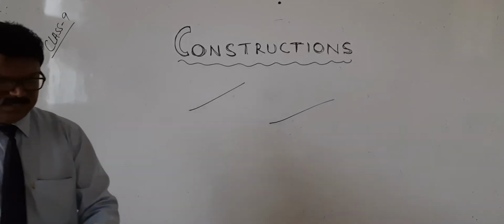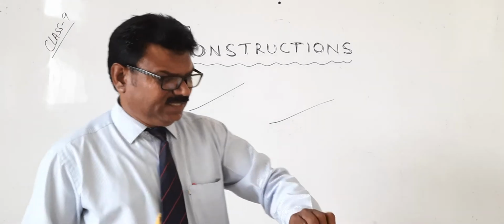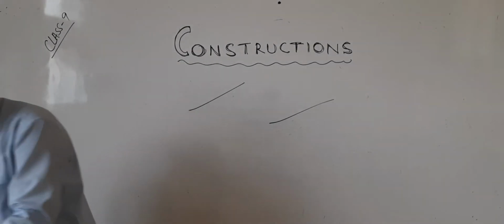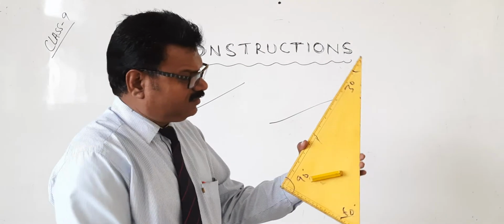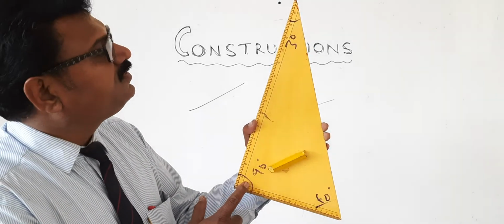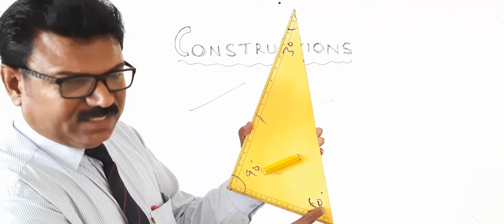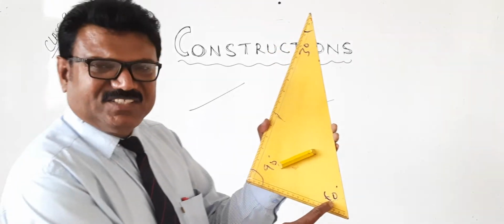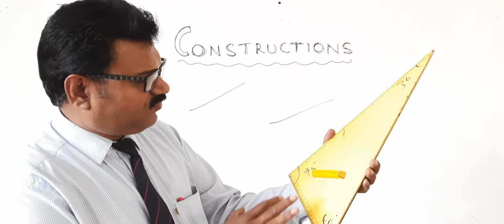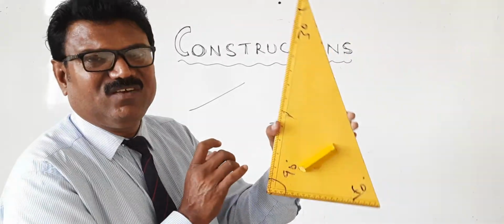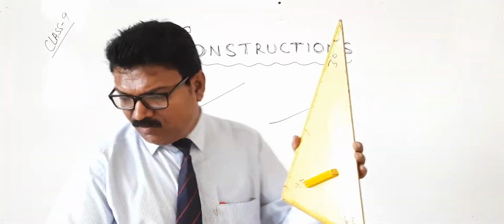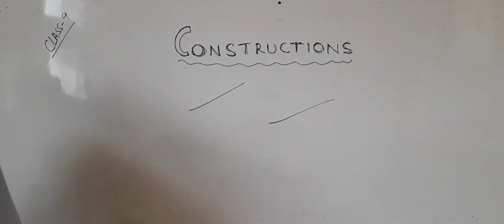Next one is set squares. In this set square, if you see the first one, it will be like this. Here it will be 90 degrees, and 100% the other will be 60. 90 plus 60 is 150, so 100% the third will be 30 degrees. Therefore, we can draw a triangle from this. Which triangle? Right angle triangle. But one more is there.